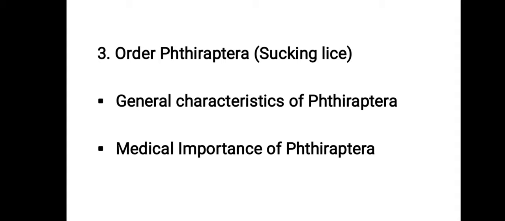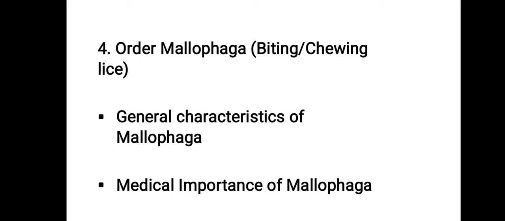Now let's briefly talk about Mallophaga. The general characteristics: the mouth parts of the biting louse are of the chewing type, but they are greatly reduced in size and number, and they are difficult to analyze unless you study them intensively. The Mallophagans are generally small. They have a head usually broader than long.